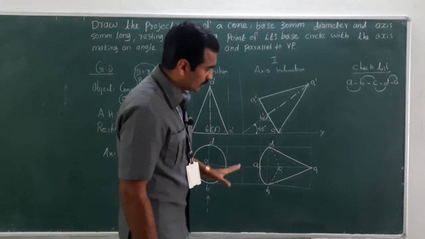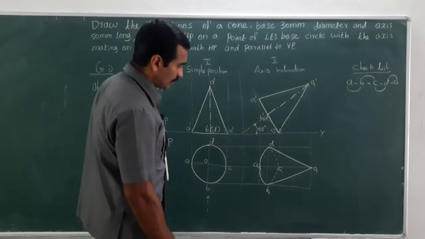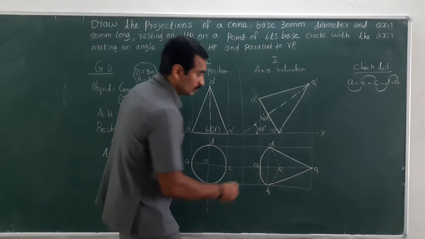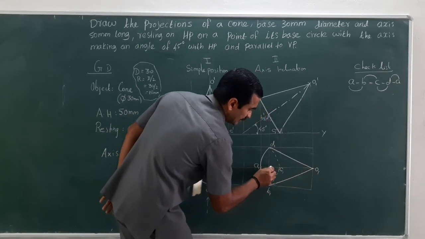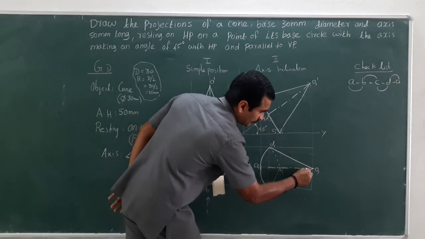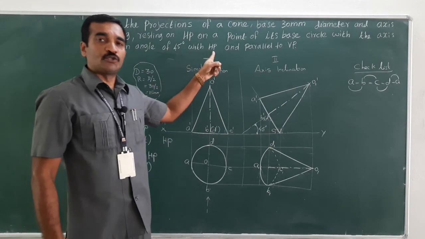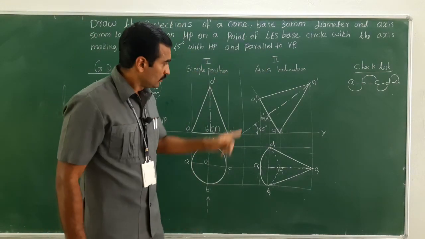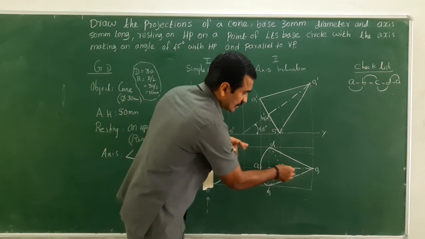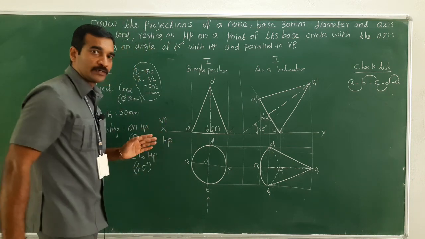So by doing this, I have completed the final projections here. If you want, you can also draw the center line, right? Center line in this manner. From the center, long line, dot, long line, dot, long line. So what does the condition say? 45 degree with HP and parallel to VP. So now the axis is inclined to HP at 45 degree. Here the axis is parallel to VP. Got it?